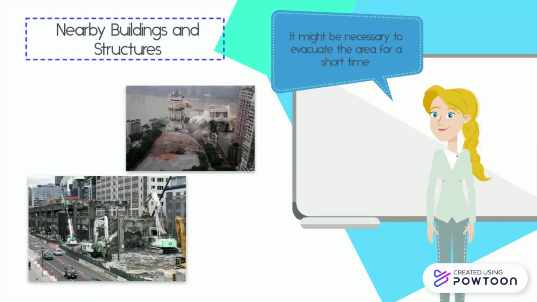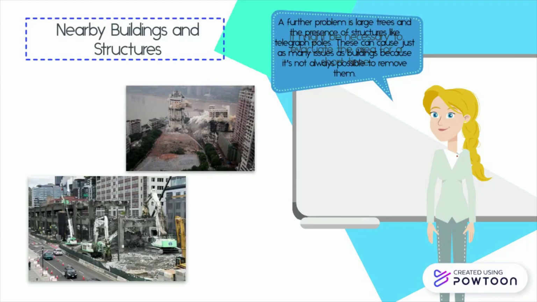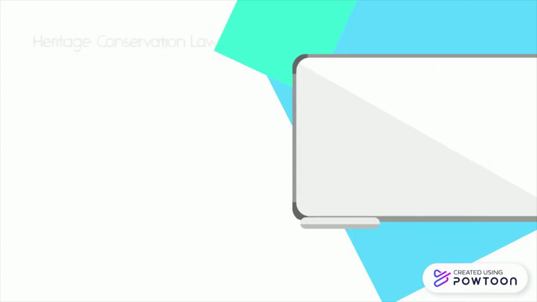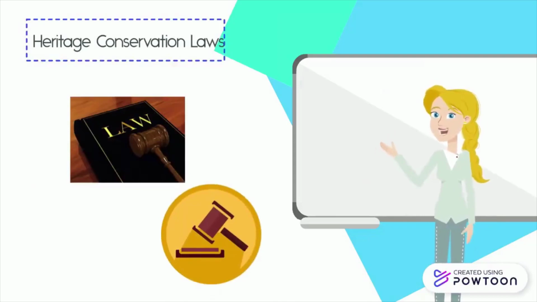Next, nearby buildings and structures. It might be necessary to evacuate the area for a short time. A further problem is large trees and the presence of structures like telegraph poles. These can cause just as many issues as buildings because it's not always possible to remove them.